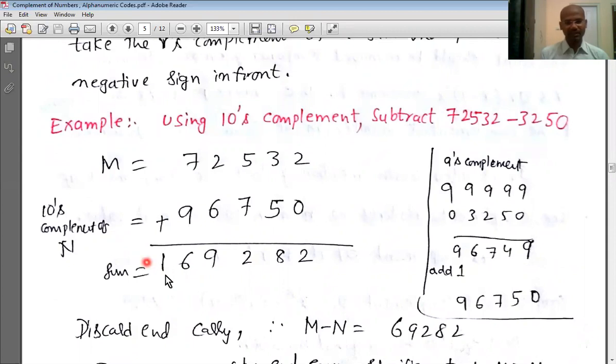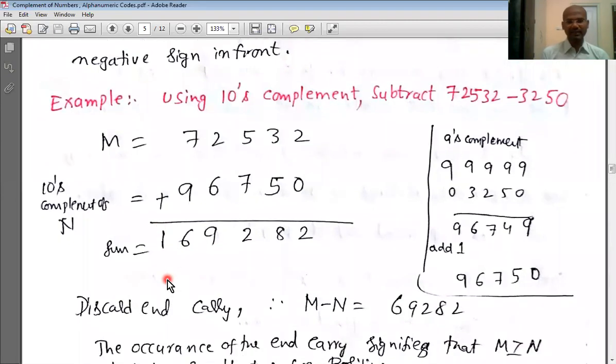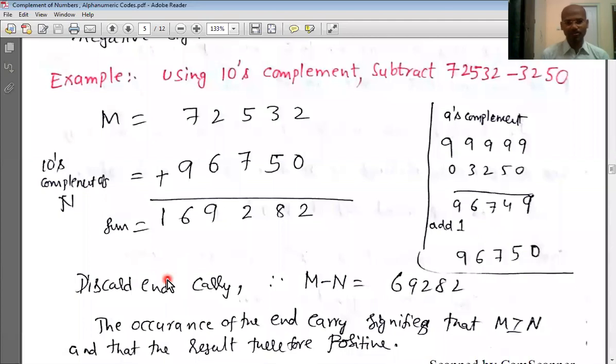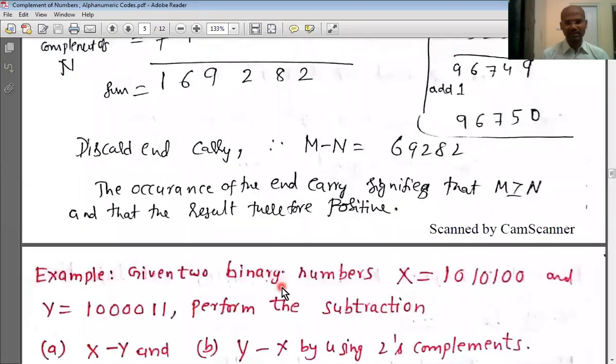The last digit is considered a carry. If we get a carry, that indicates the result is positive, and we should not consider this carry in the answer. After discarding this carry, our answer is 69282. So m minus n is equal to 69282. That's how we perform subtraction using the 10's complement method. Now let's see another example.